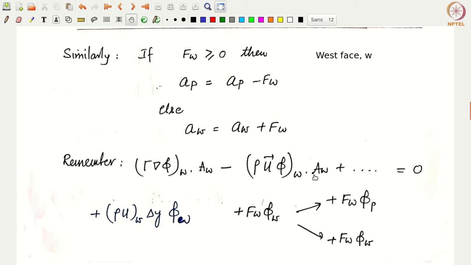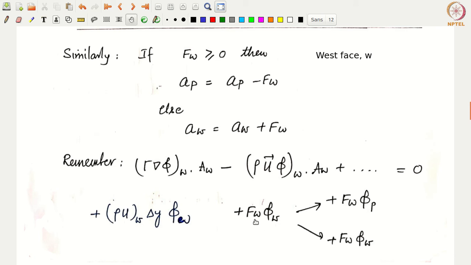Okay. Now what is AW here? AW is minus I times delta Y, right? That means what would happen to this entire term of convection? This would become a plus because AW is now minus. This will become a plus rho UW delta Y phi W, right? Phi on the west face. So what is rho UW delta Y? This is FW. So we can write this as plus FW phi W.